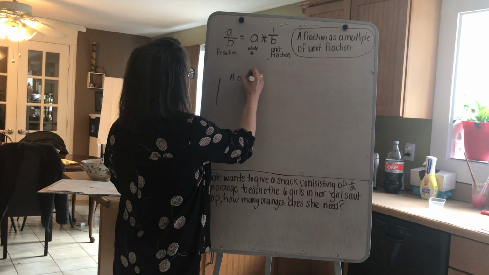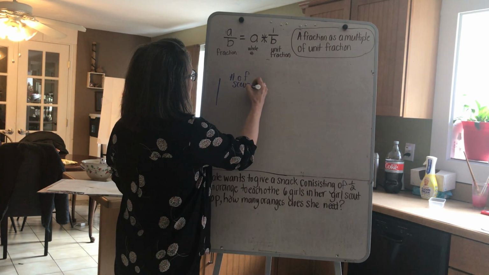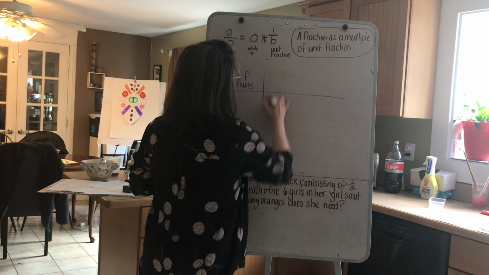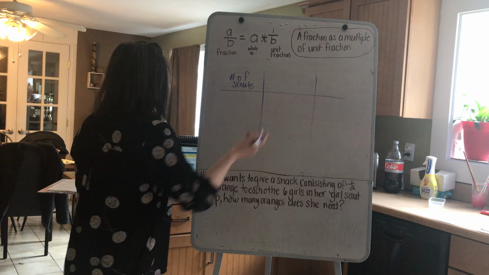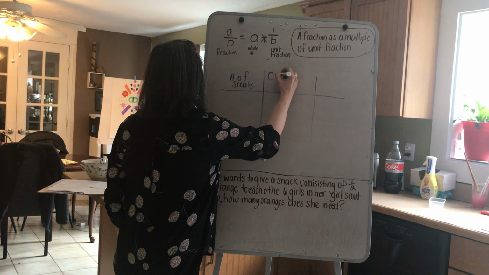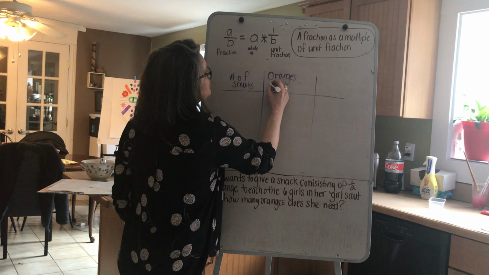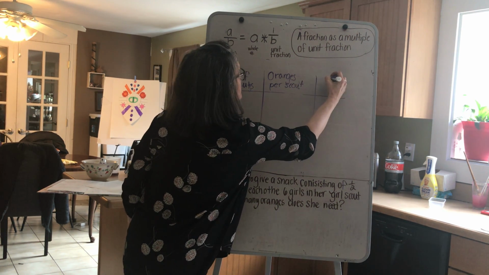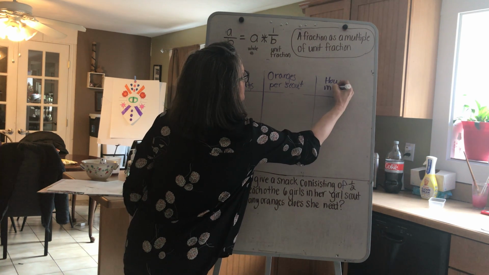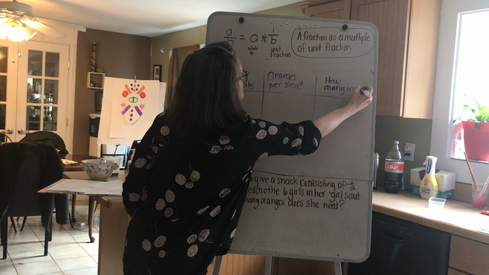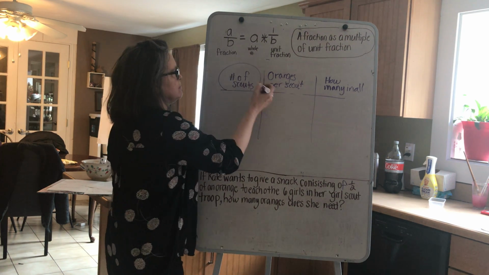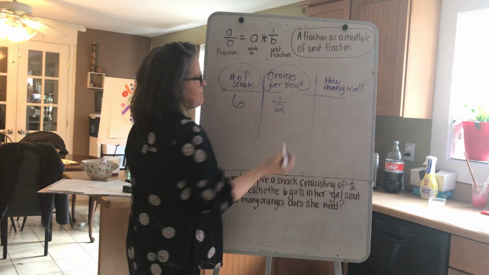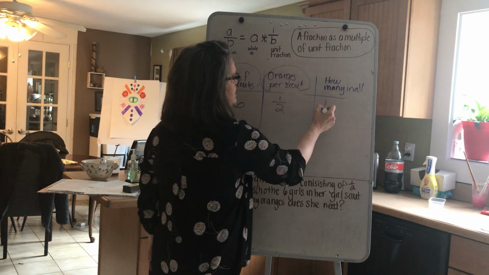Okay, number of scouts. We know that. What else do we know? Okay, we're just organizing our data. We know the oranges per scout, and how many in all? So this is what we know. We know there's 6 scouts. We know that each one should have 1/2 of an orange. This is what we need to figure out.